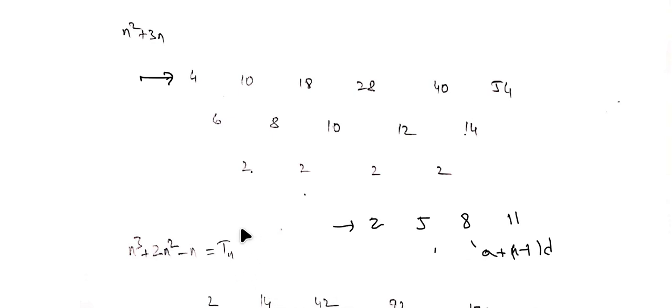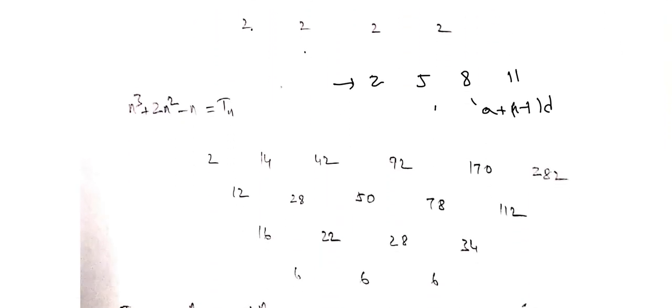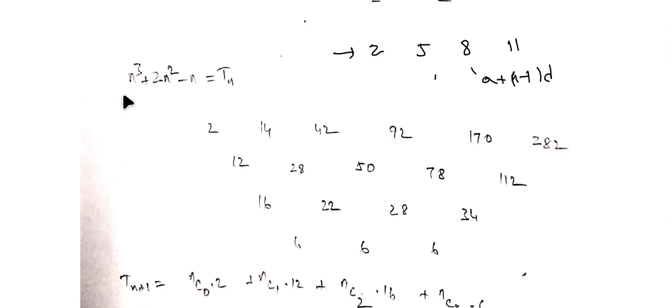Now let us say the common term Tn is given by some expression of degree 3. For example, I have taken a random expression, n cube plus 2n square minus n. For n equals 1 it is 2, for n equals 2 it is 14, and so on. Now I am trying to find the differences: first level of difference, second level, and third level of difference. At the third level of difference, the difference has become constant.